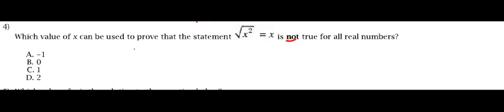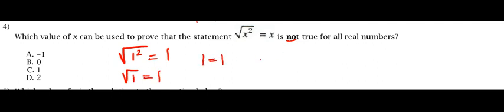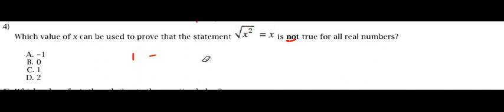If we plug 1 in, I get the square root of 1 squared. Does that equal 1? I'm trying to find one that proves it not true. 1 squared is 1, so I get the square root of 1 equals 1. And you know what? That's 1 equals 1, so that showed it was true. It was an example that showed it working, so that's also not what I want. Let's try 0.